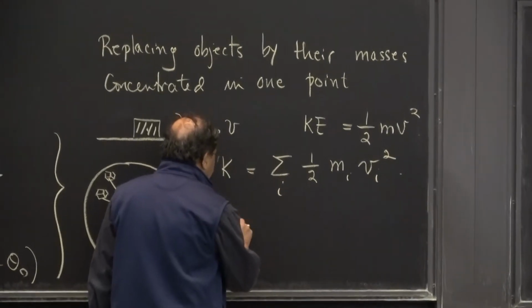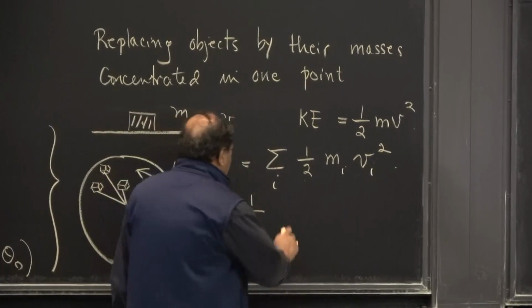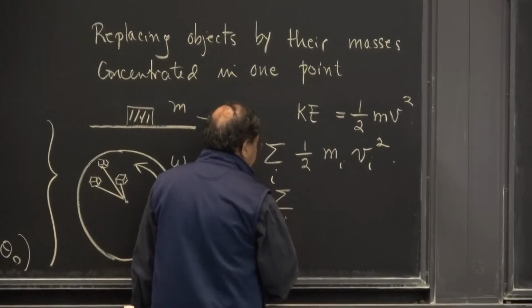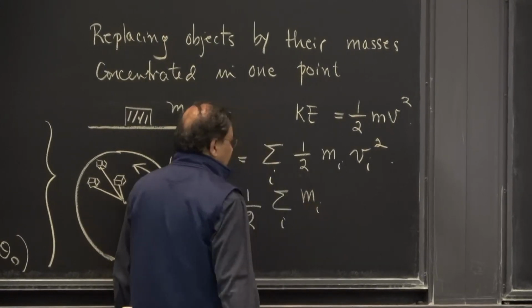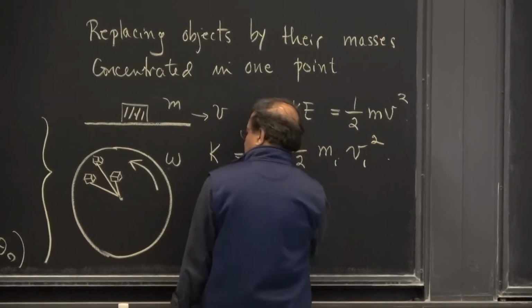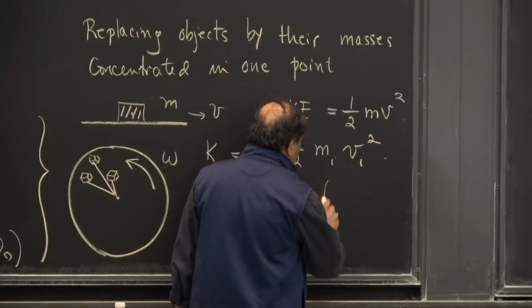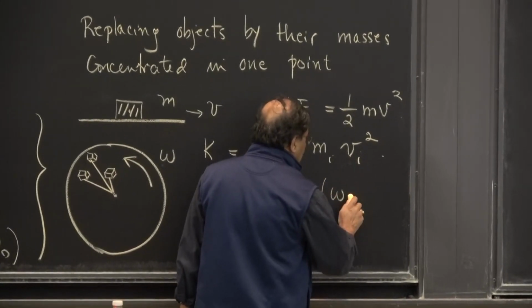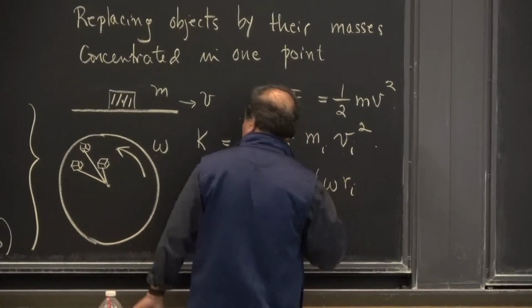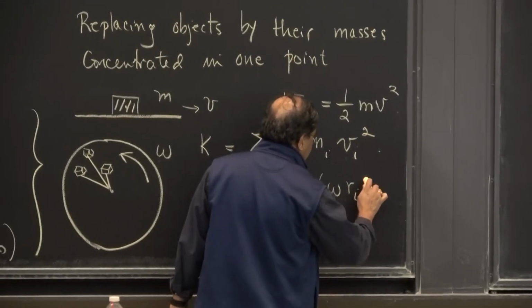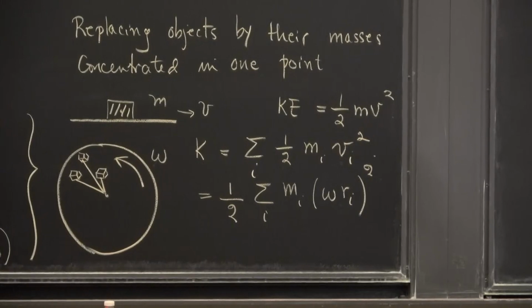Now we certainly can get rid of the half. That's a very benign quantity. We can now write whatever is inside the sum: the mass at point i, m_i, and then this v I can call omega r_i, where r_i is whatever the distance of this block is from the axis, squared. All right, I can call that.